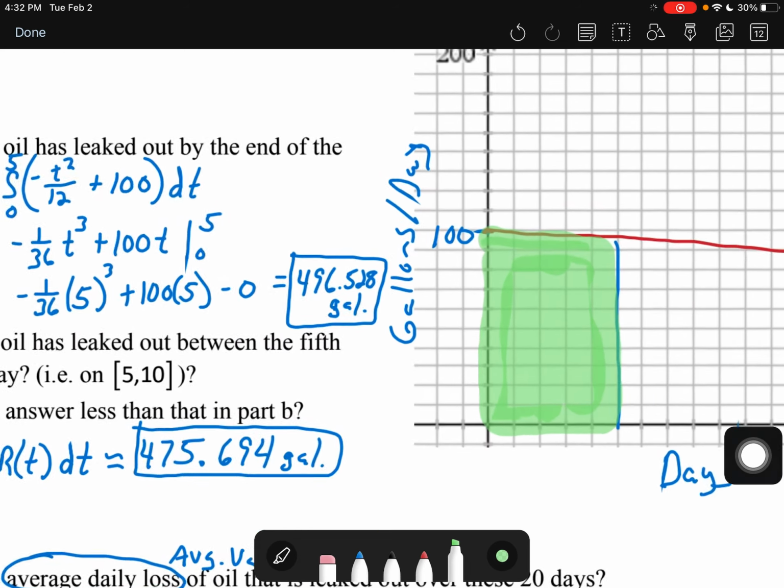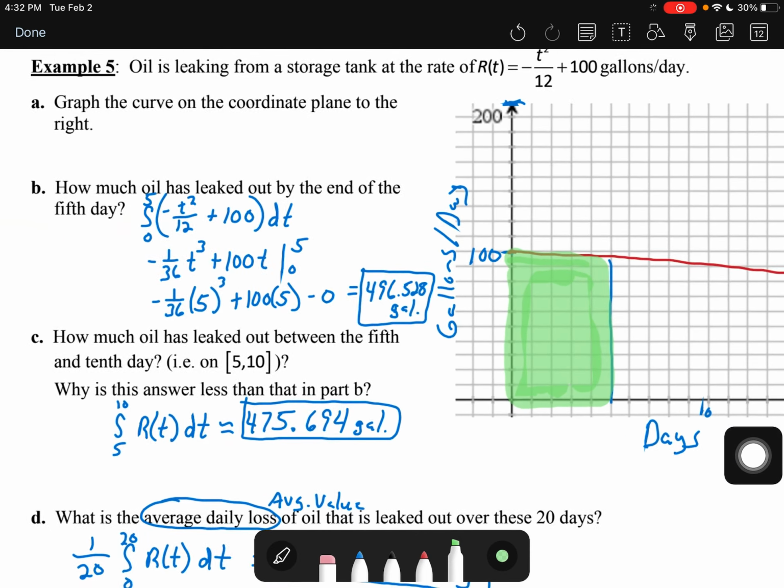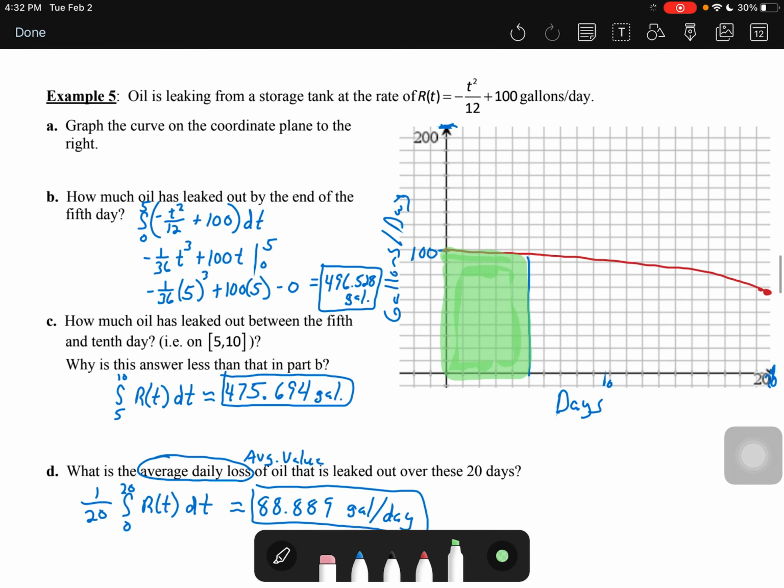That gives me 496.528. We always want to go 3 decimal places when you give an answer on these type of application questions. On the AP exam, you always have to go 3 decimal places. So that's how that one's going to look.